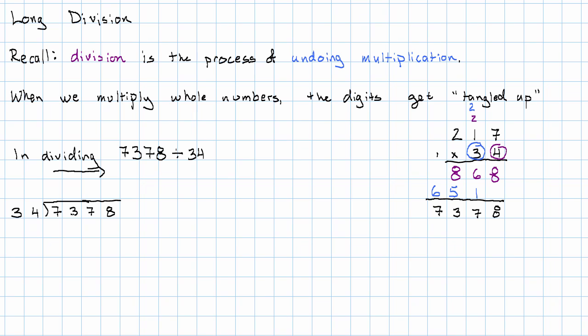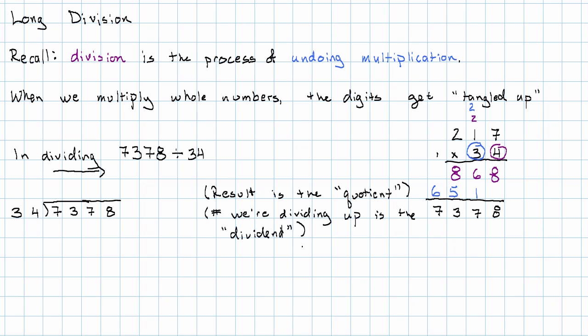And what we do in the long division process is to guess the successive digits of the answer, or the quotient. How do we do that? Well, we look at this number that we're dividing up, the dividend, one digit at a time. This number I'm dividing into this is called the divisor.